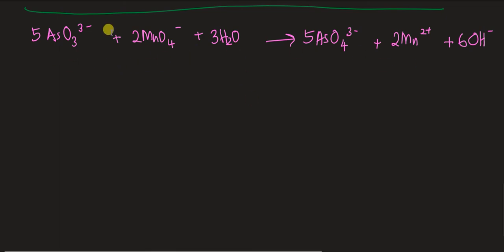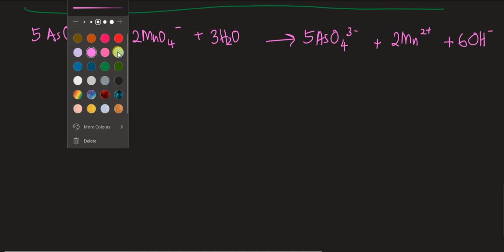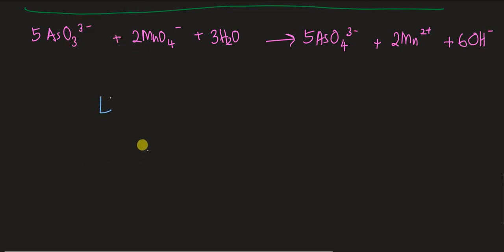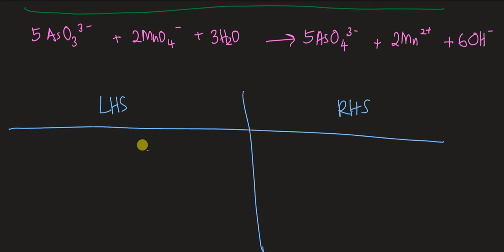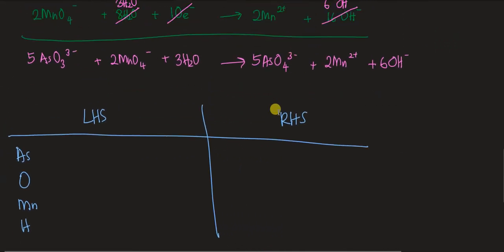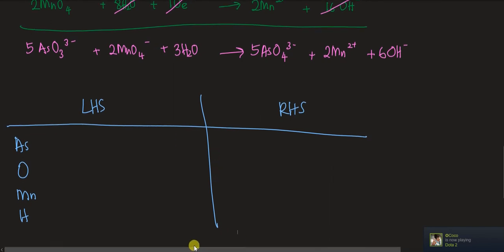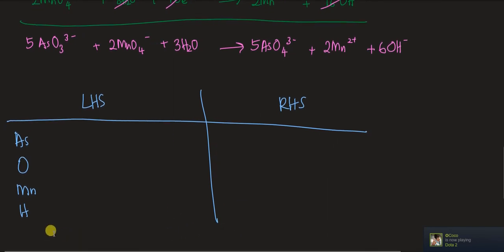sure we do the left hand side, right hand side analysis. So I'm going to do the left hand side, right hand side analysis right here. We count the total number of atoms on the left hand side and the right hand side, and also the charges. On the left hand side we have arsenic atoms, oxygen atoms, manganese atoms, and hydrogen atoms. And on the right hand side it's the same as well. If it's not the same, then it means that you have done something wrong with the balancing.